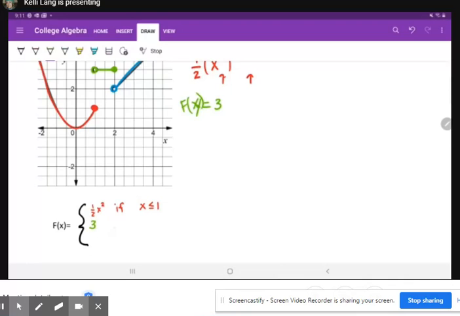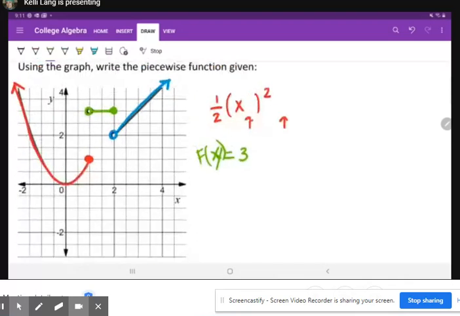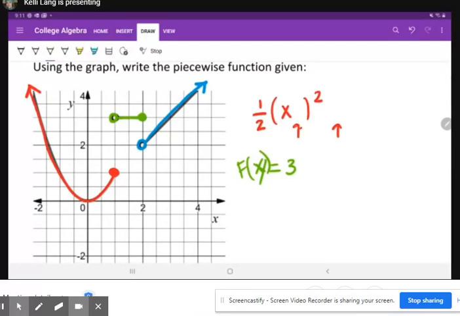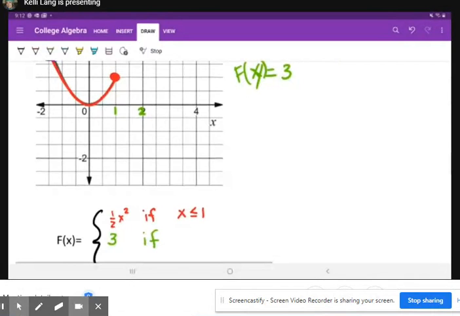And then we need to figure out our domain. Well, the domain of the green piece of our function goes from 1 to 2. That's it, from 1 to 2. 1 is not included in the domain. 2 is included in the domain. So we write it like this: 1 is less than x is less than or equal to 2. So we're just sandwiching x right in between.